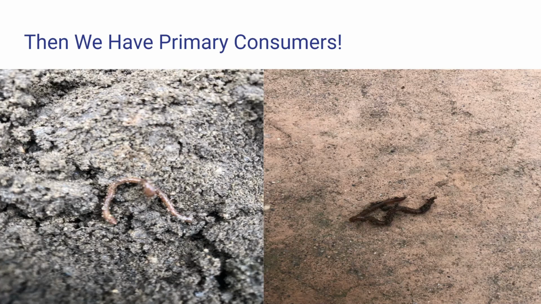Next, we have primary consumers, which are organisms who directly consume producers. Here are two different worms I found in my yard, which would be directly consuming grass and other plant life present. Worms also have a diet which consists of dead plant life and help to decompose other dead organisms.